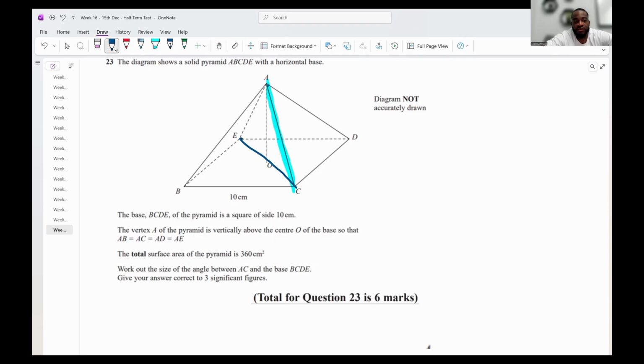Does that make sense? Let me just make sure it goes straight like that. Perfect. Because once I get to the point A, A is vertically above O, which they've said to us. So I know that I'm interested in this angle right here. Remember what I said before?